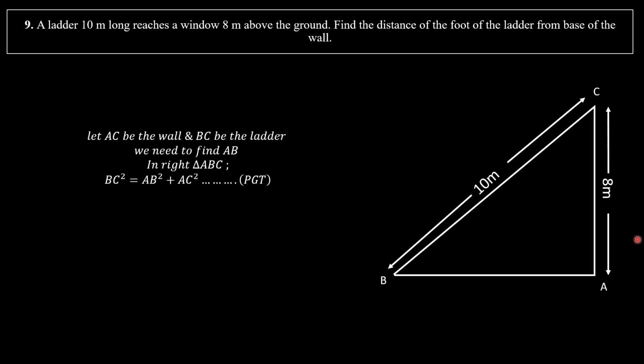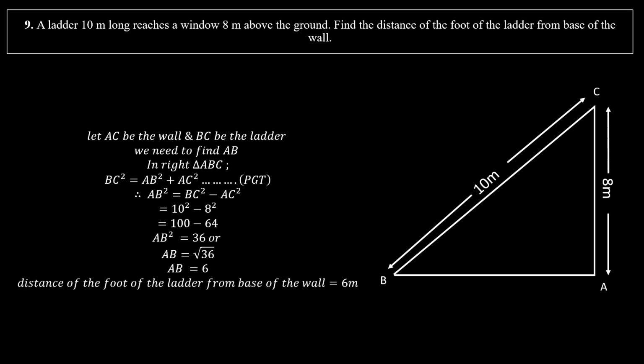We apply Pythagoras theorem to the triangle. BC square is equal to AB square plus AC square, but we need to find AB. So AB square comes out to be BC square minus AC square. We replace BC by 10 and AC by 8 and simplify. You get AB square is equal to 36, or AB comes out to be under root 36, that is 6. Means the distance between the foot of the ladder and the base of the wall is 6 meter.